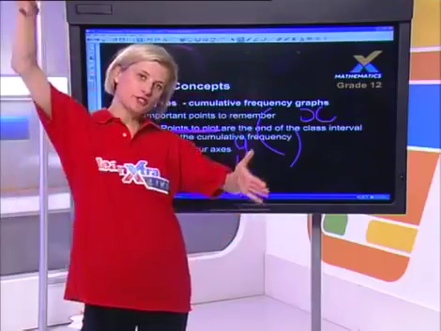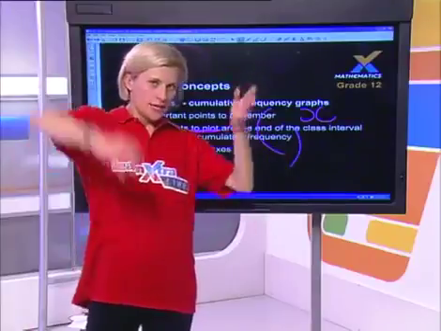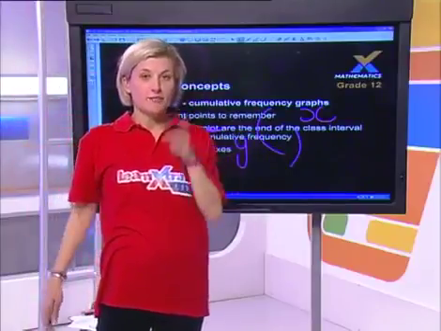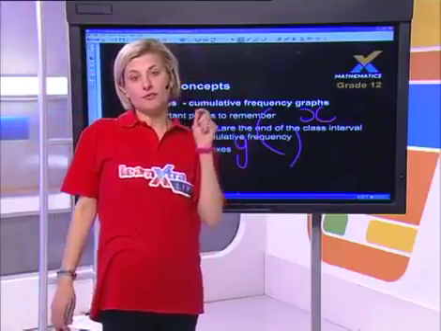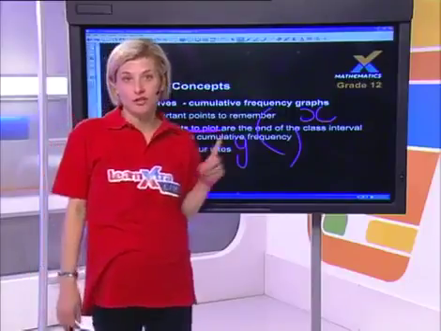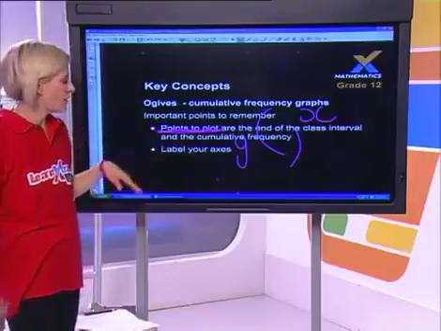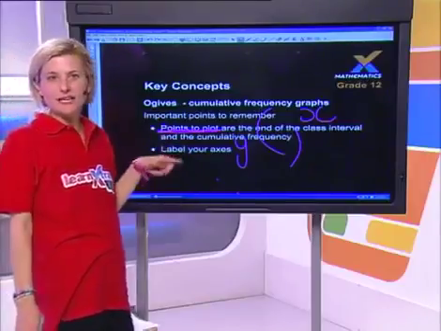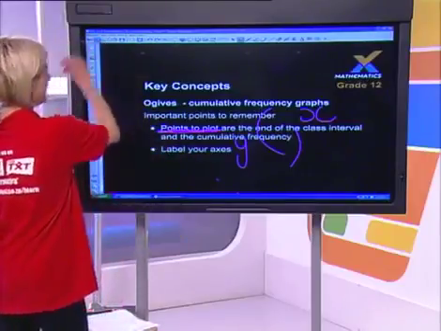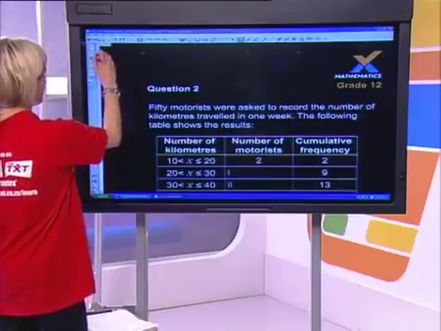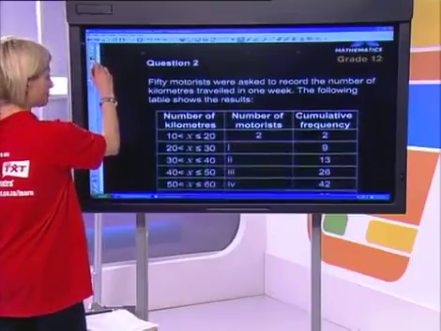An ogive is usually quite a smooth curve. If yours looks a bit jagged, it's probably because you plotted the frequency as your y value and not the cumulative frequency. Another thing that people often lose marks for on the ogive is that they forget to label their axes. That's really, really important. Okay, so let's get straight into it.